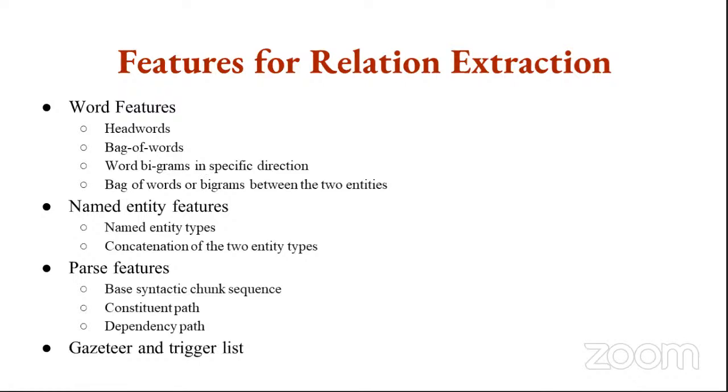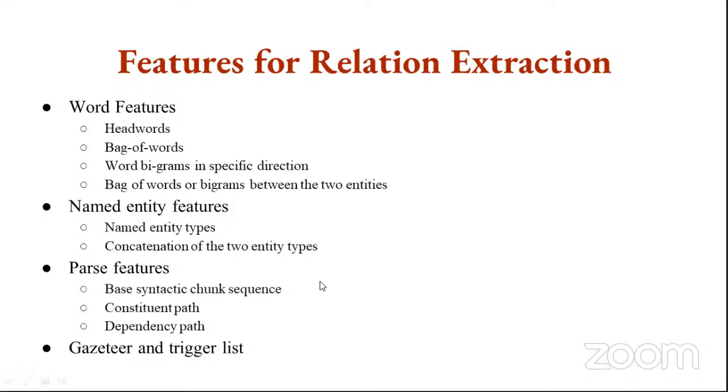Then we have the named entity features, like named entity types and the concatenation of the two entity types. So you know what the entities are, the words, whether something is an entity or not, whether it is a person name, location name, or organization name, and the concatenation of the entity types.